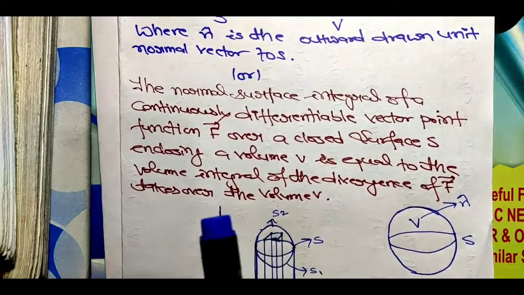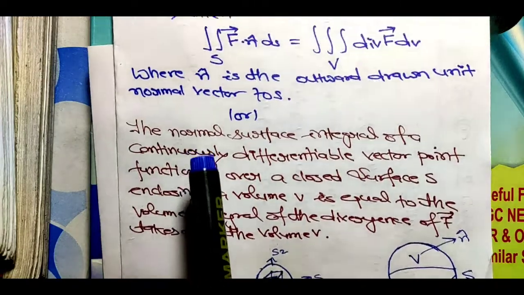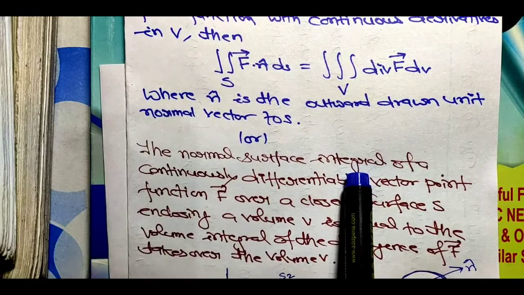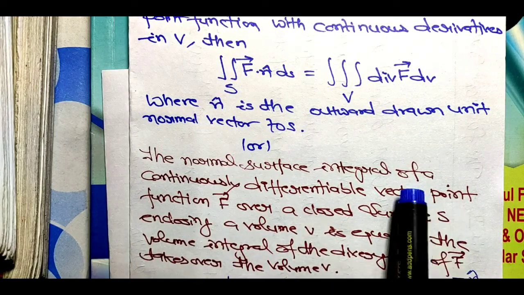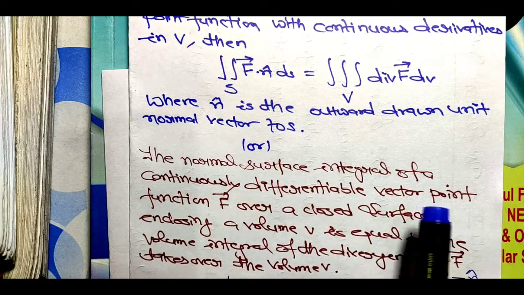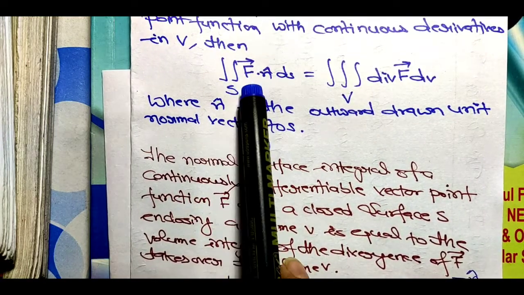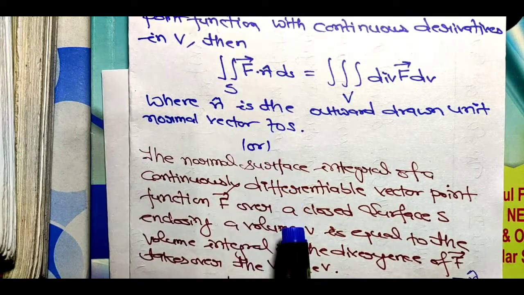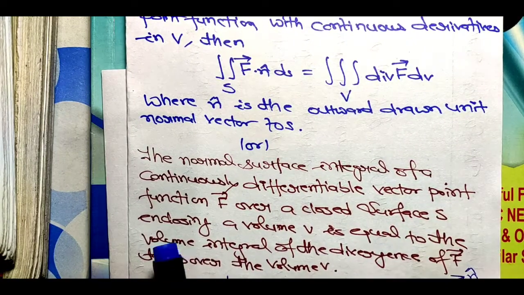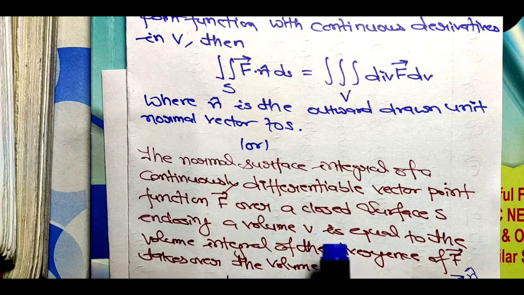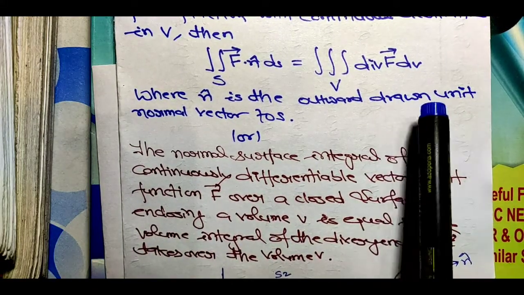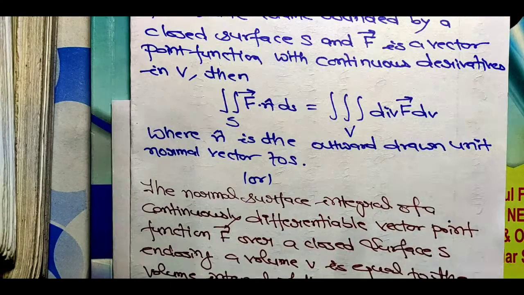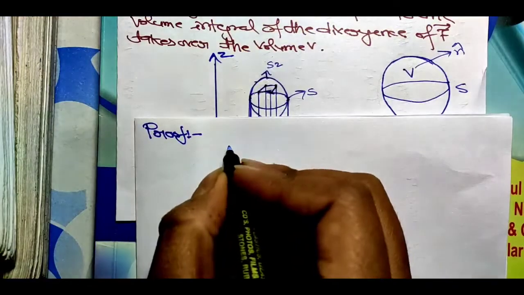There is another statement also. You may say the normal surface integral of a continuously differentiable vector point function F over a closed surface S enclosing a volume V is equal to the volume integral of the divergence of F vector taken over the volume V. So both statements are equivalent. You may choose whichever you want. So let's start the proof.